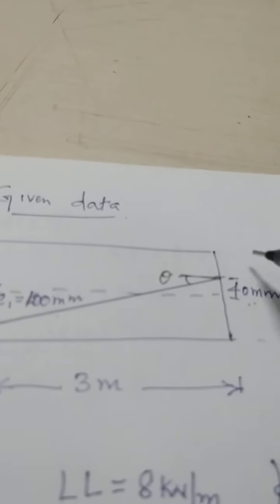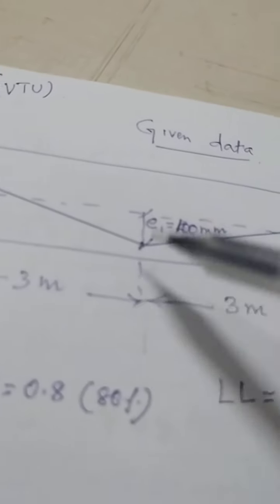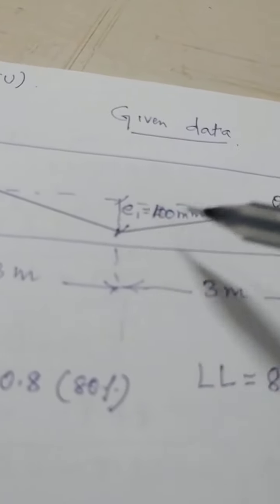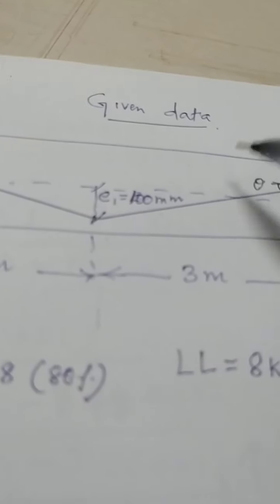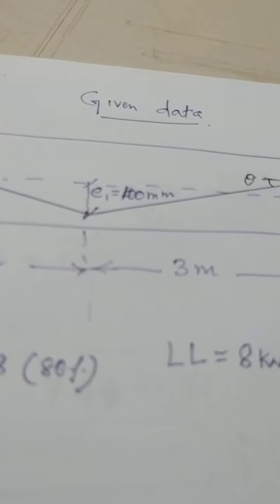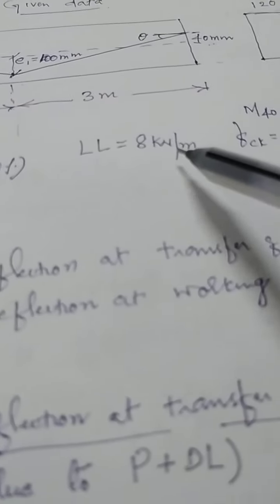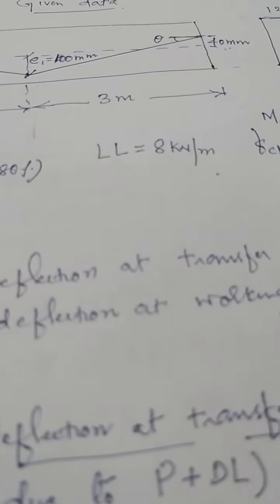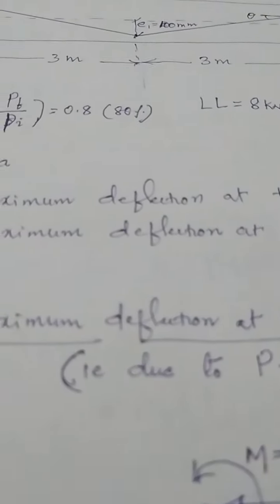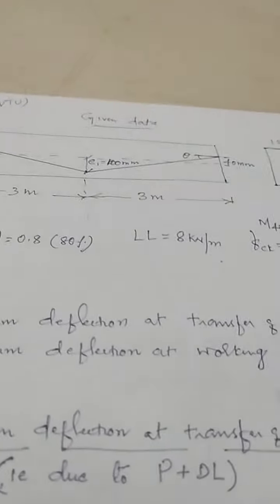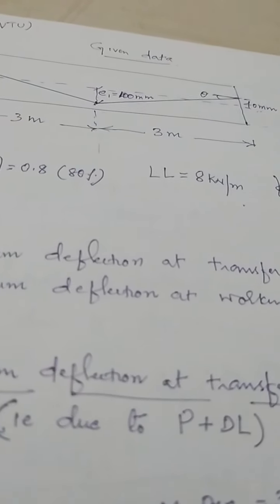Here M will be there, and again point load is created, WC. Pre-stress will create 2 deflections. One is M, another one is due to WC. And due to dead weight, again deflection is there. And due to live load of 8 kN per meter, there is a deflection. Here what is the required data? Let us see. Maximum deflection at transfer of pre-stress, that is due to P and dead load.